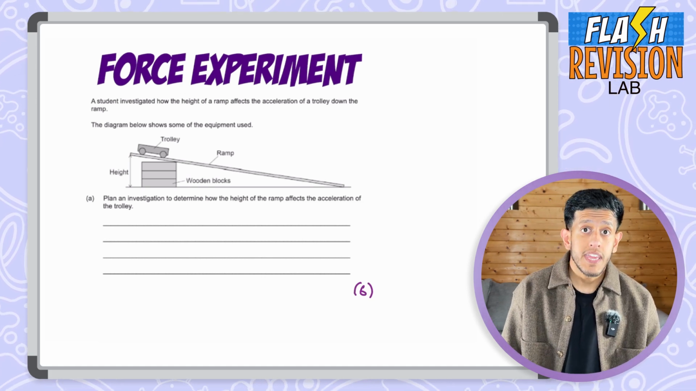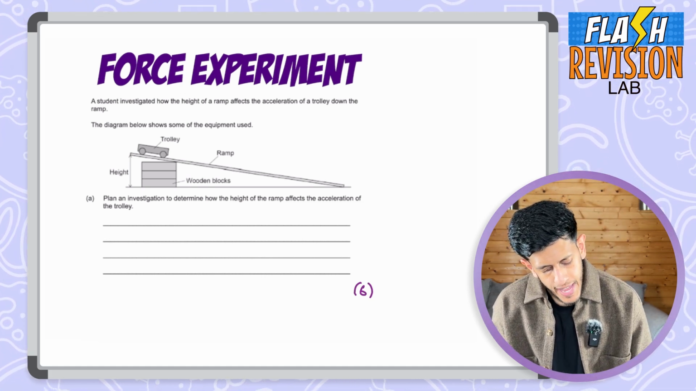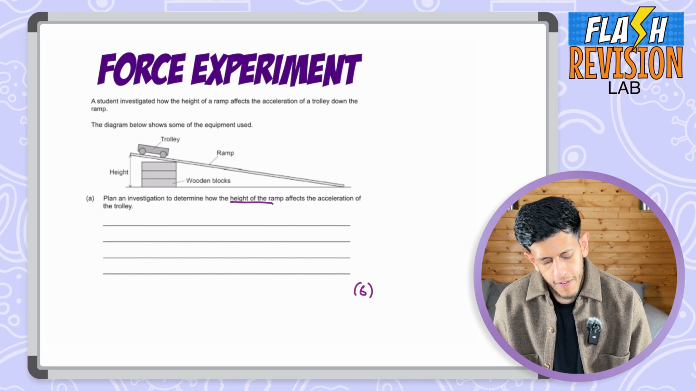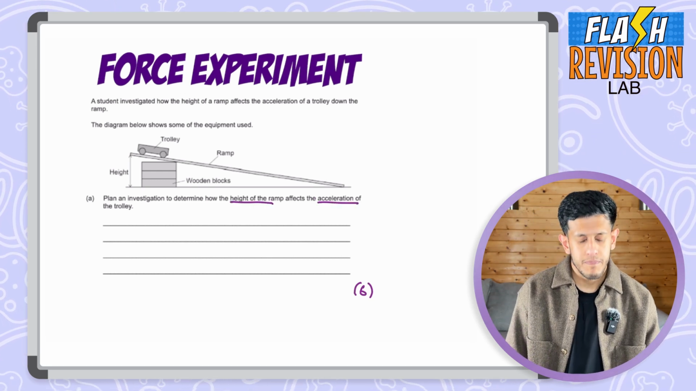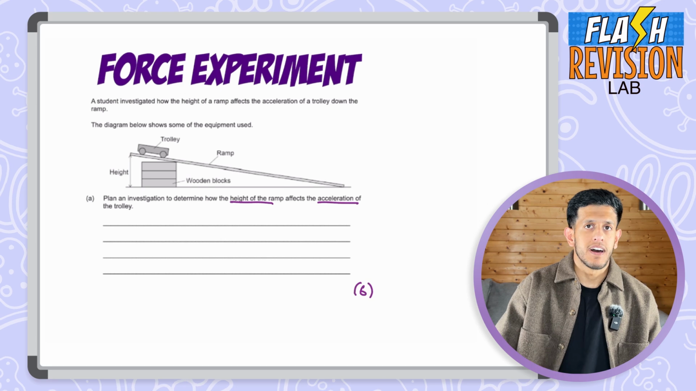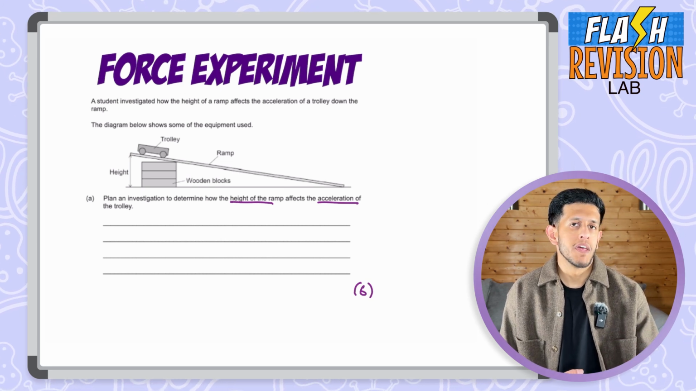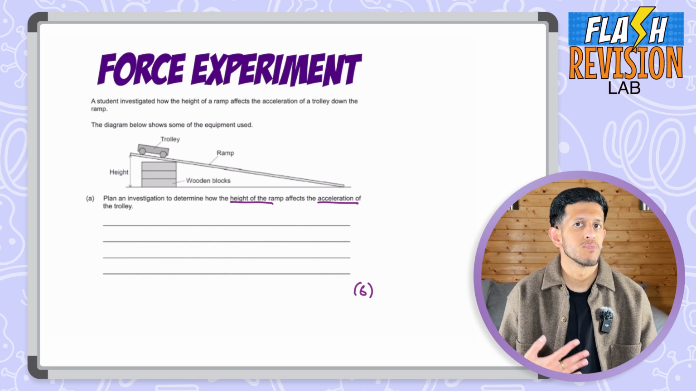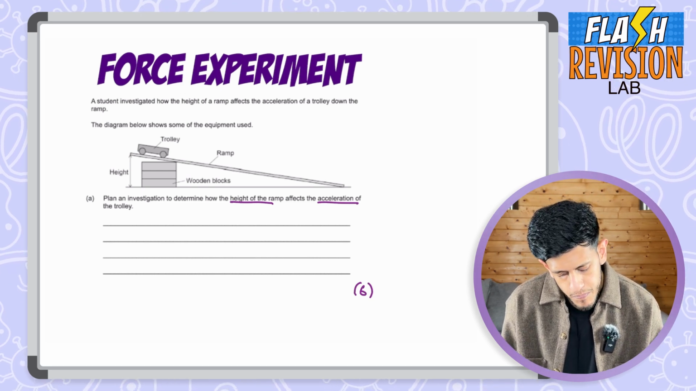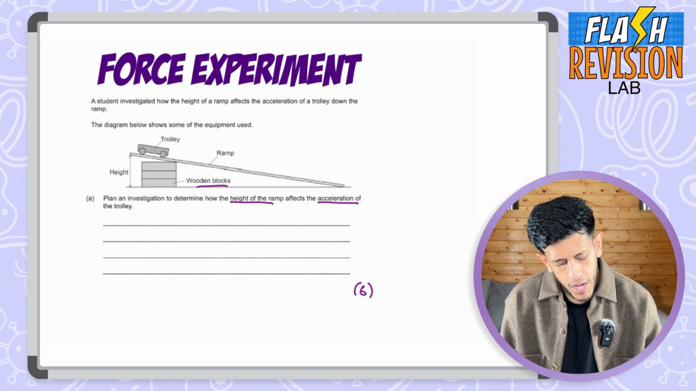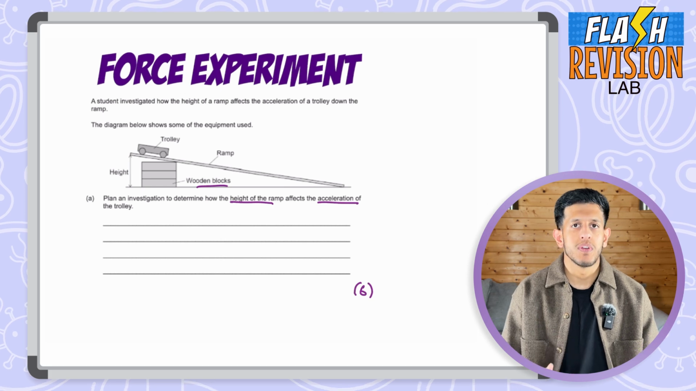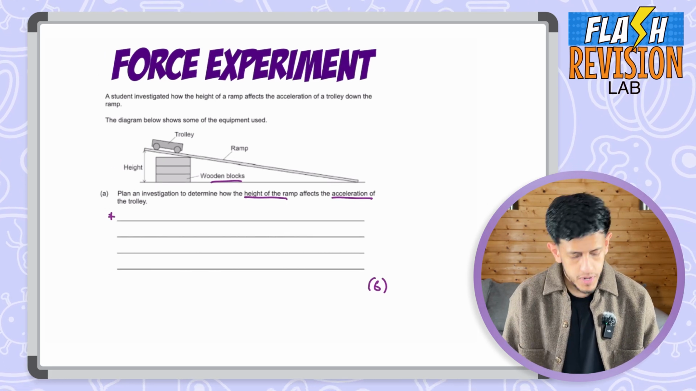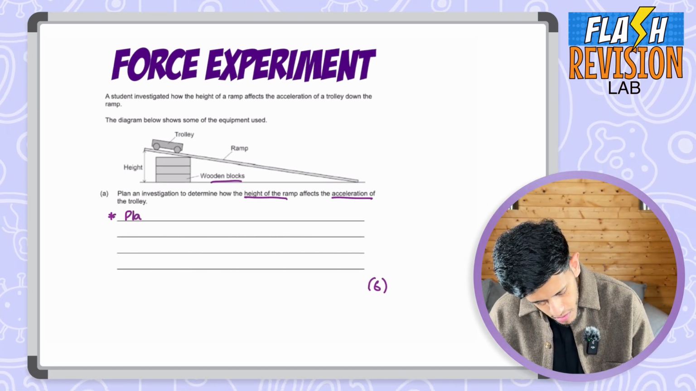I'll underline the key points we're trying to put across in planning how to see how the height of the ramp affects the acceleration of the trolley. We're going to have to adjust the height, because that's the independent variable, and then we're measuring how the acceleration is affected as a result. You can see several wooden blocks piled up under the ramp, and that's the thing we're going to vary. So the first point I'm going to say is, place one block under the ramp.